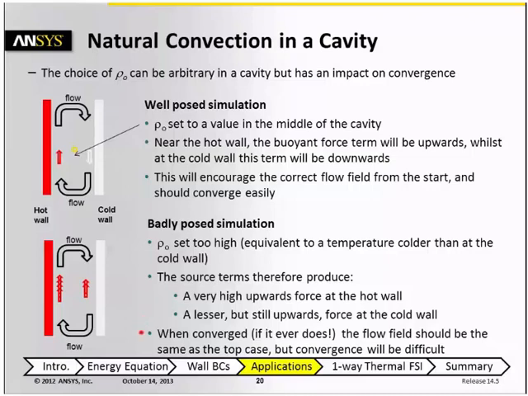So if the solution were to be able to converge, it would be the same as the converged solution from the upper case, but it's very likely that the solution would not converge, or it would be very difficult to converge the solution in this case. So the recommendation for cavity problems is to set the reference density, the operating density, to a value that's equivalent to a temperature in the middle of the cavity.